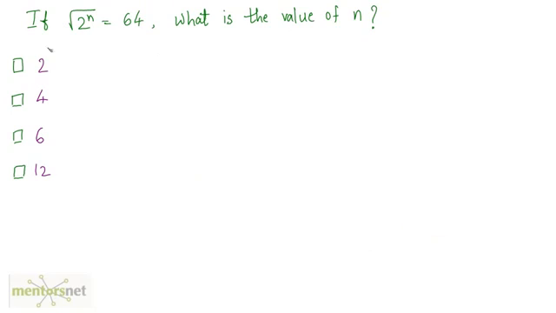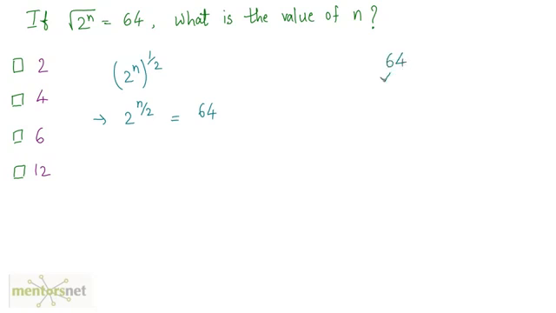Now let us solve the second question. If root of 2 raised to n is 64, what is the value of n? Well, we can write 2 raised to n taken under root as 2 raised to n raised to power 1 by 2, and that is, we can write 2 raised to power n by 2. On the right hand side we have 64. Now what power of 2 is 64? Let us find that out.